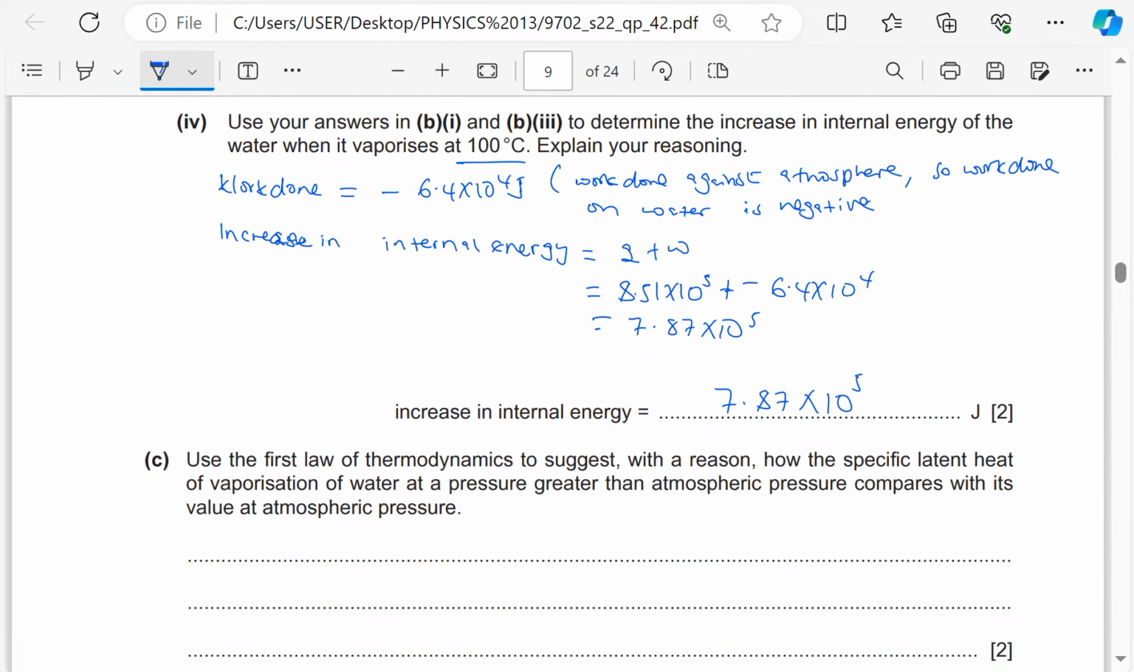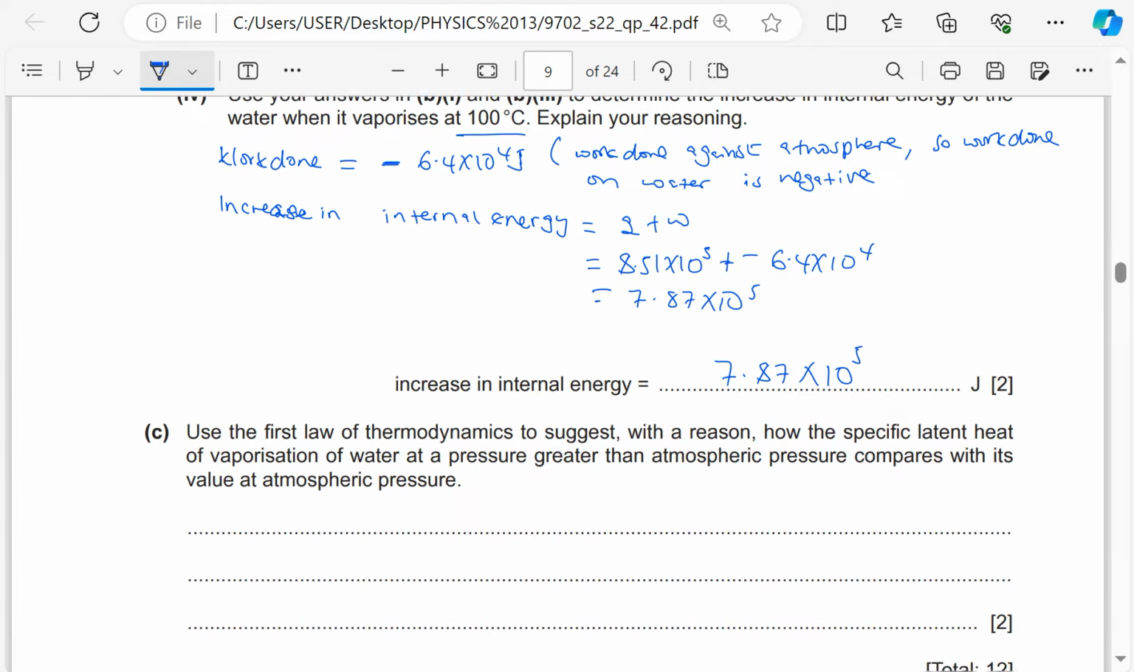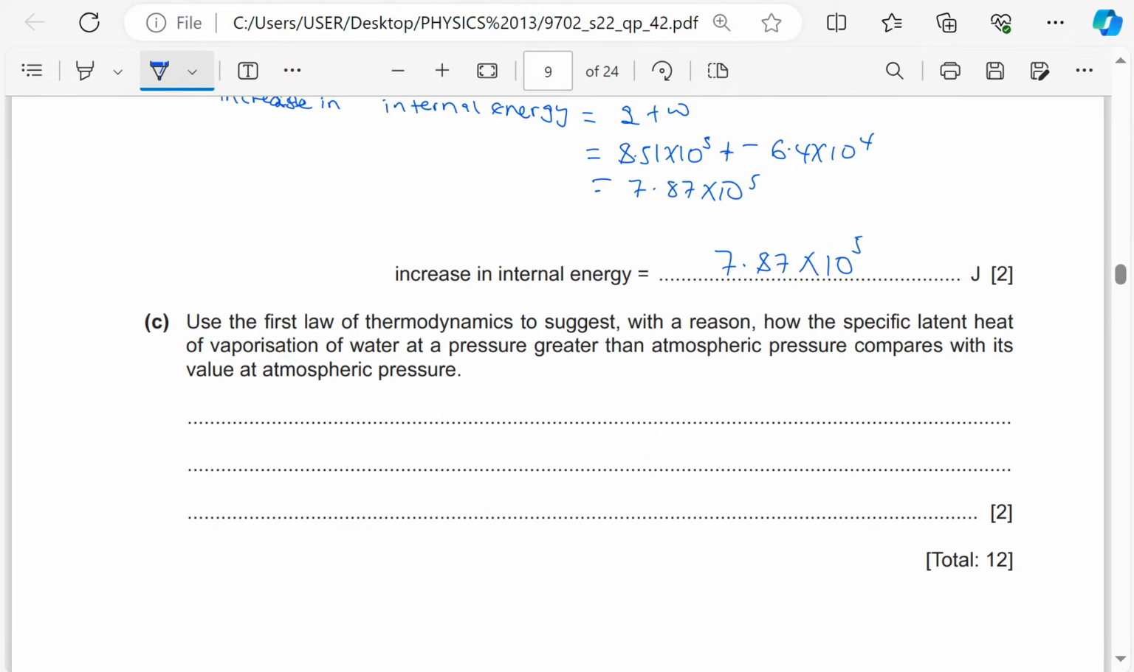Note that I took a negative work done because as the water changes to vapor, there is an increase in volume. An increase in volume means a negative work done on the water, because it is the water which actually does work to the surroundings as it expands.